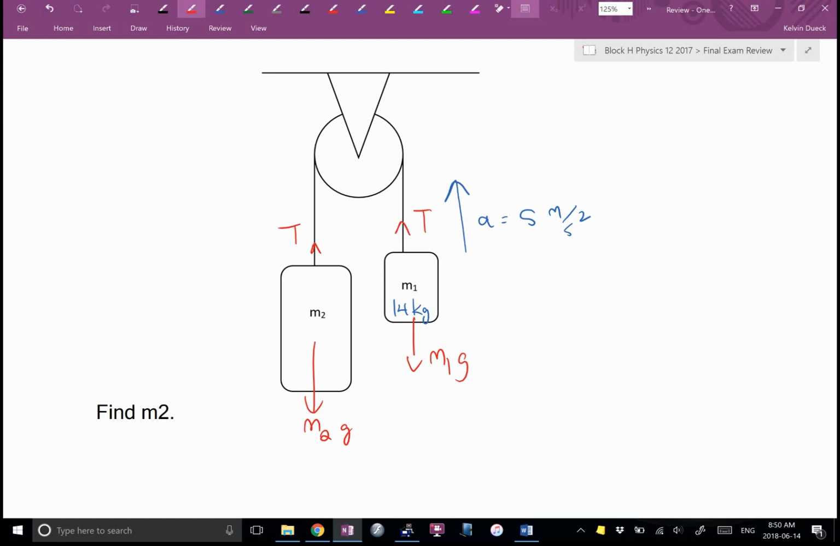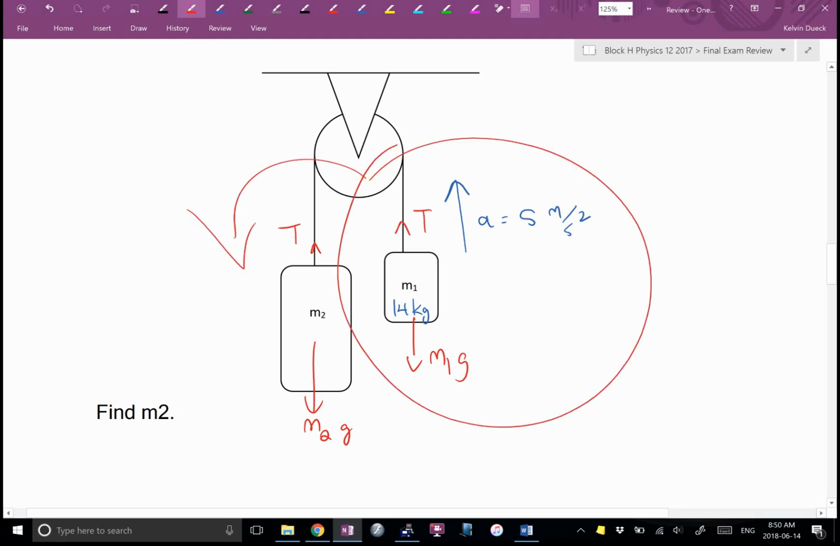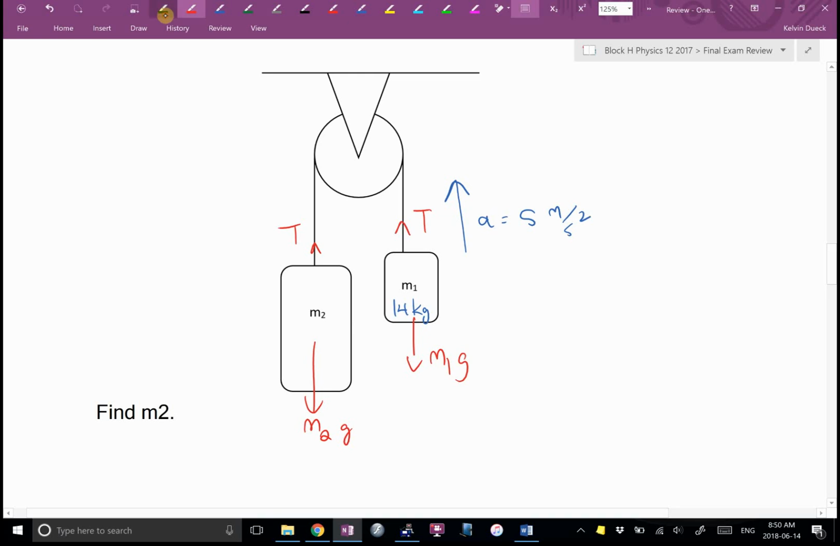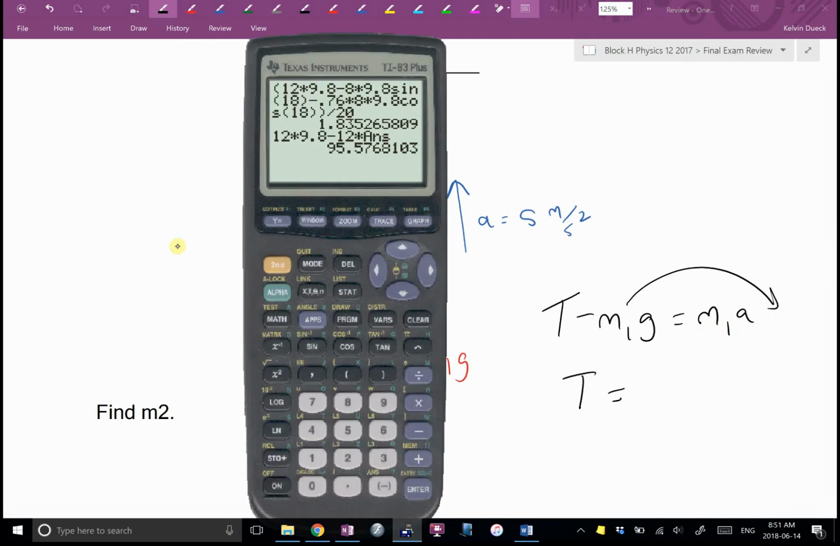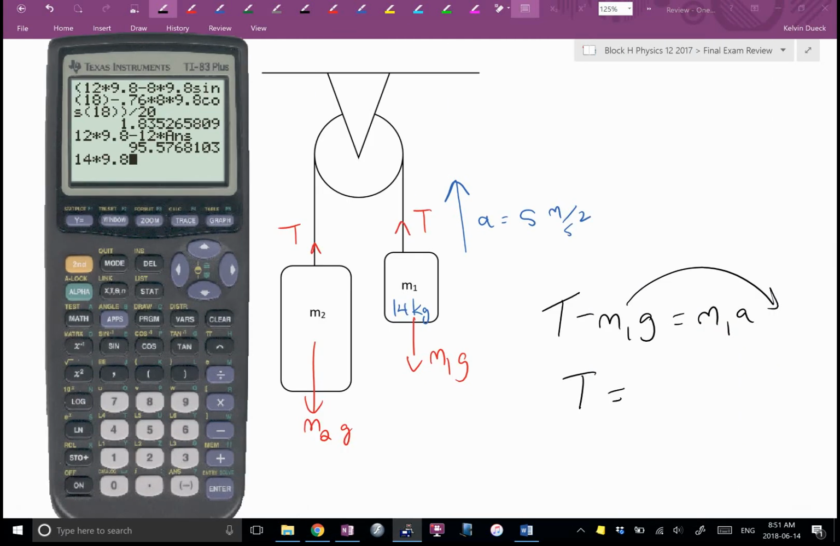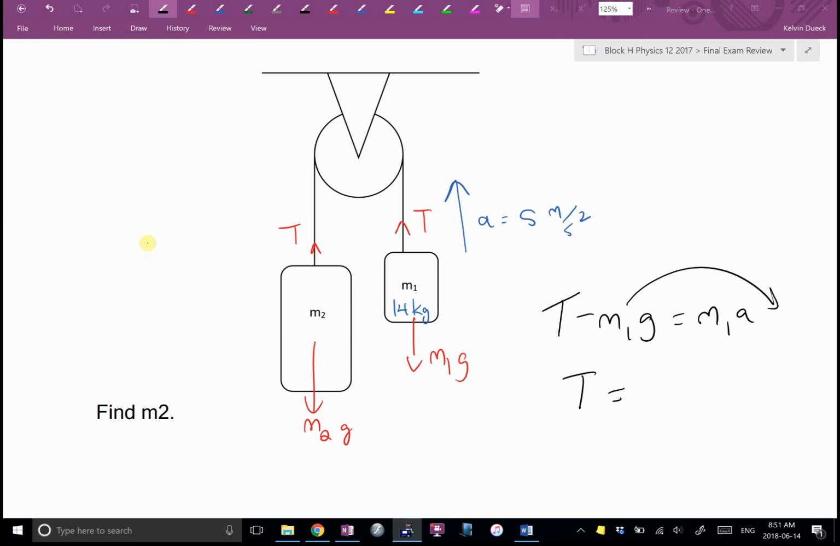My strategy is going to be find tension, move the acceleration and the tension to this mass, and then write an equation for that mass. So let's write an equation for mass 1. Who's winning? I get a tension of 14 times 9.8 plus 14 times 5. You get a tension of 207.2. Double check me. Yes.